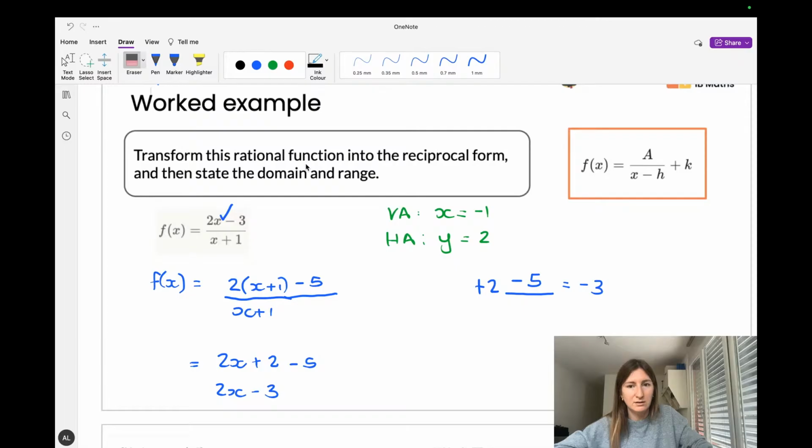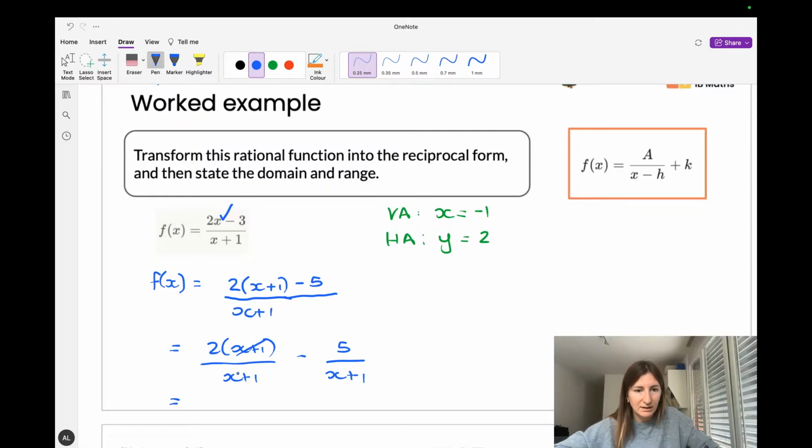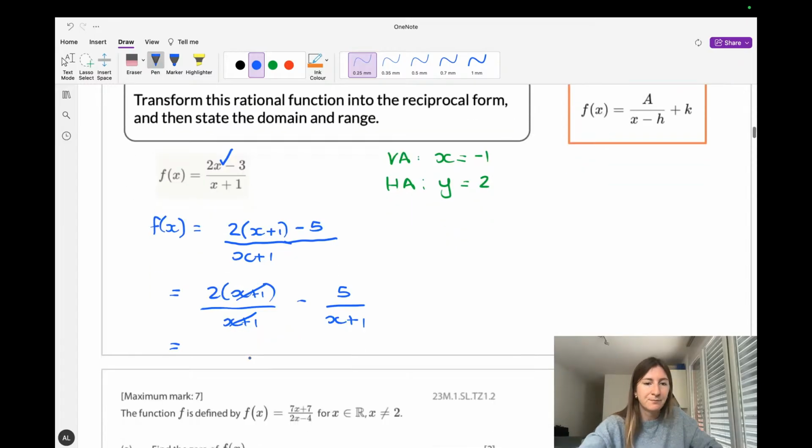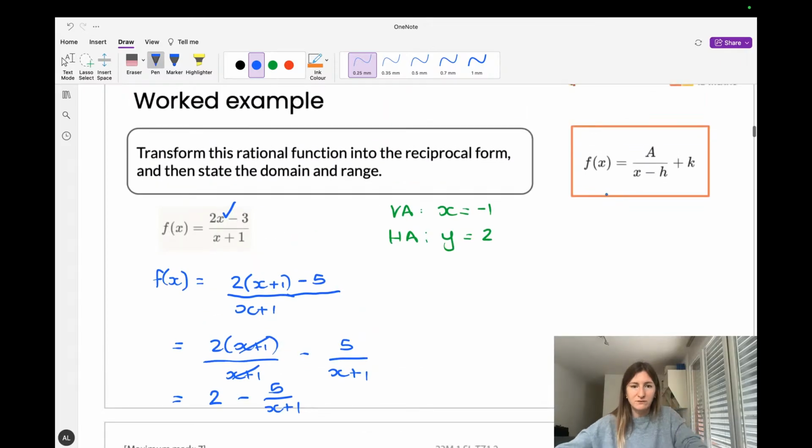Just going to get rid of that. Why is that not working? So let me take that out as well. So what this does is then we can separate these two. We can say 2 times x plus 1 over x plus 1 minus 5 over x plus 1. So we've just separated the two numerators over the denominators. And then we can cancel out that factor. That's the whole point of this. So that just leaves us with 2 minus 5 over x plus 1. And there we go. We've transformed it into this form.